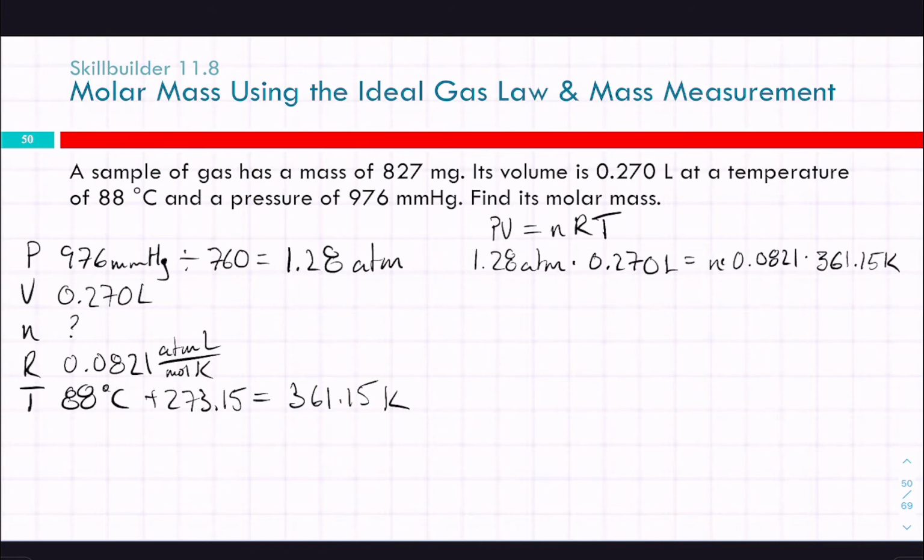So we'll do 1.28. Actually, I have the exact number. 1.28 times 0.270 divided by 0.0821 divided by 361.15. So we'll get 0.0117 moles equals n.